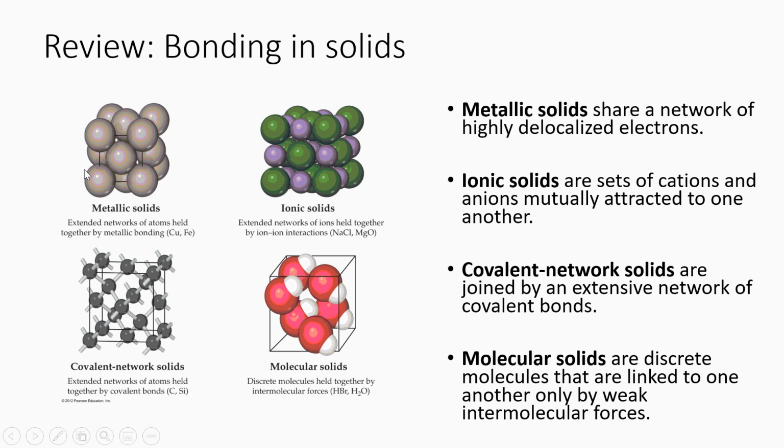And here's another visual comparing the different types of bonding in solids. So we've got metallic, ionic, network covalent, and molecular solids. So that's an overview of the different types of bonding.